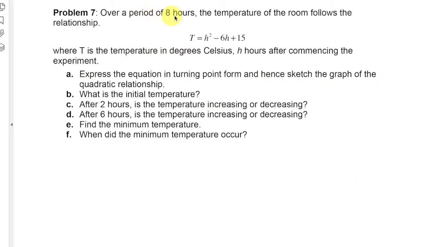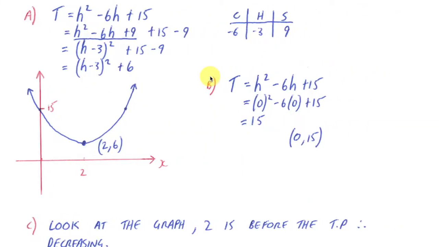Here, over an 8-hour period, the temperature of the room follows this relationship. So we've got T for temperature and H for hours. It's a quadratic. Express the equation in turning point form and hence sketch the graph of that quadratic relationship. So here I have my T equals H squared minus 6H plus 15. I'm going to get it into turning point form using the completing the square method. So the coefficient of the variable is -6. If I halve that, it's -3, square it 9.